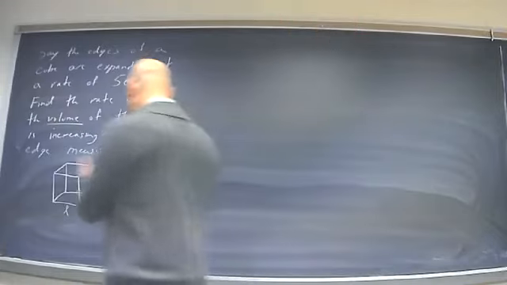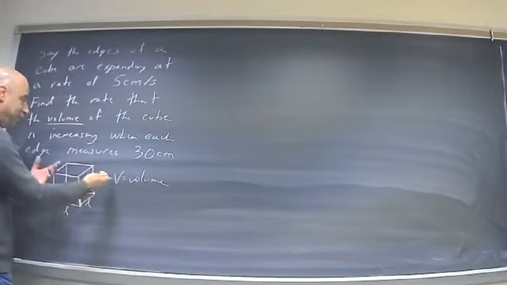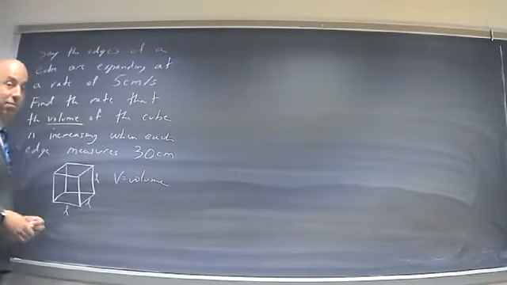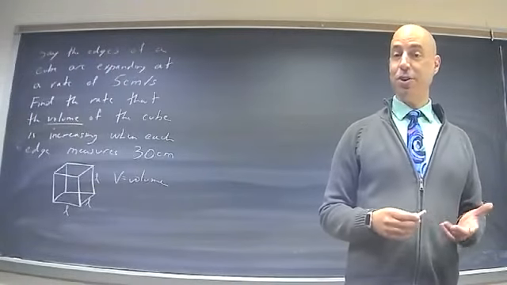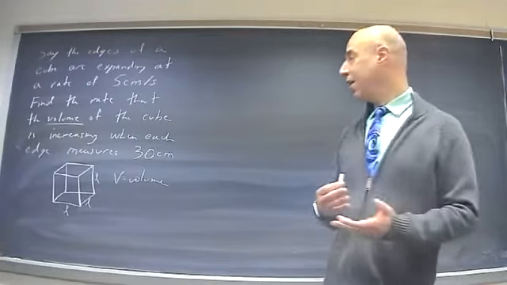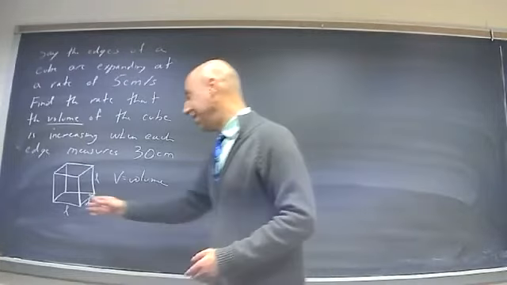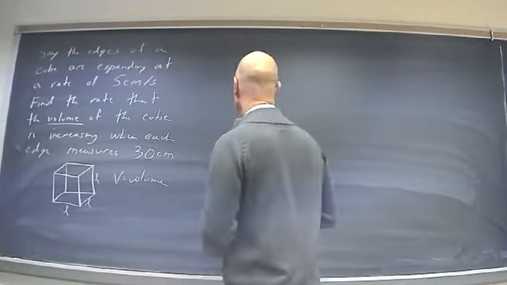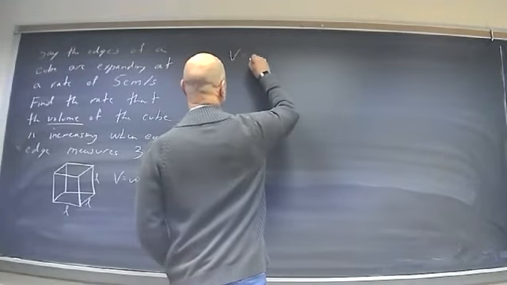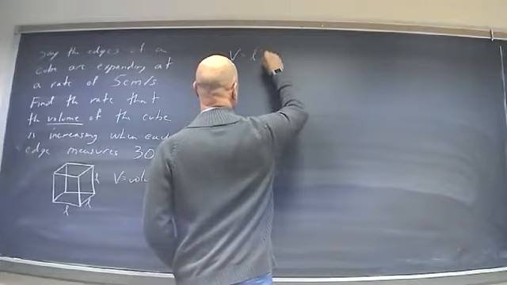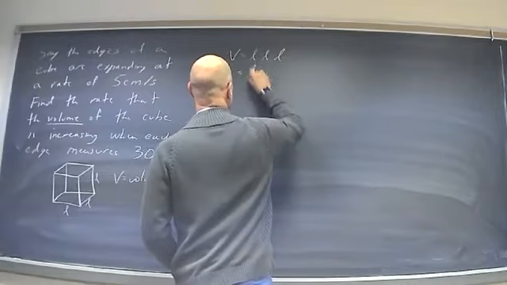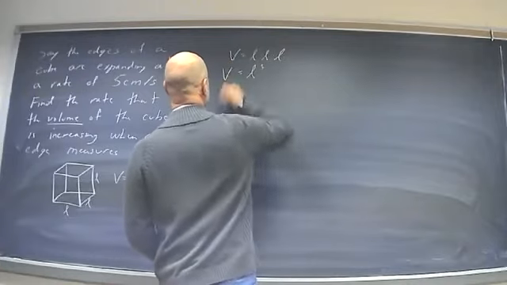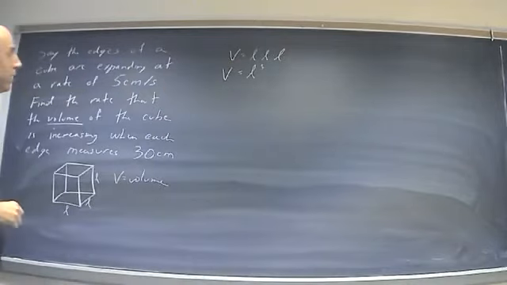In a cube, what relationship connects volume and the length of a side? So you know in a cube, the volume of a cube is the length times the width times the height. In this case, they're all L. So the volume is going to be L times L times L, or L cubed. V equals L cubed. That connects our two variables.